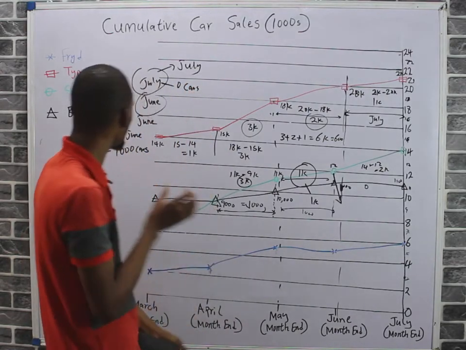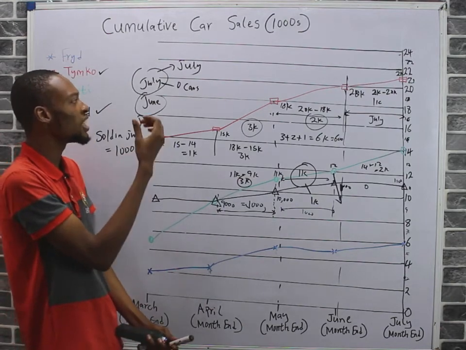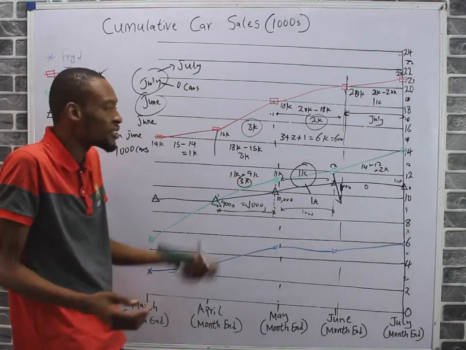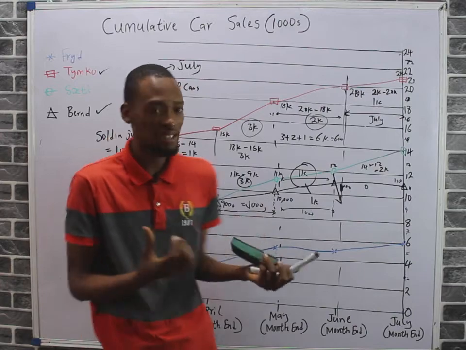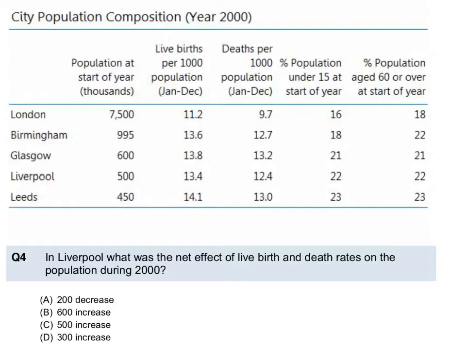And the question says, if they sold the same amount they sold in June, how many more would they have sold in July? It will remain 1,000 because they didn't sell anything in July. So the question again, if the number of Bernd cars sold in July had been equal to the number of Bernd cars sold in June, how many more Bernd cars would have been sold during July? How many more cars sold in July would have also been 1,000 minus 0. So if you say 1,000 minus 0 or plus 0, it doesn't really count. So 1,000 is the correct option. So that is the answer.